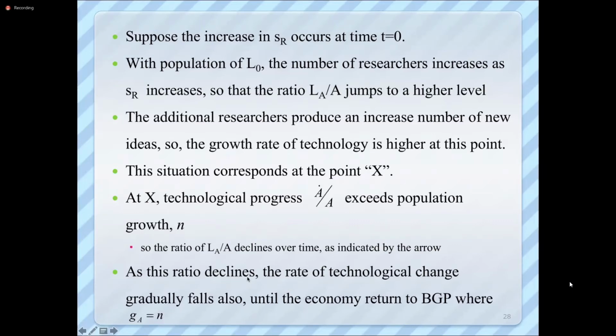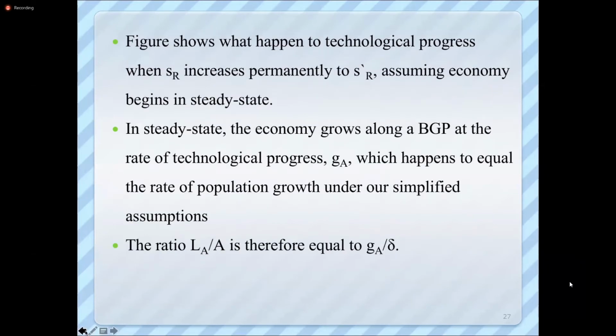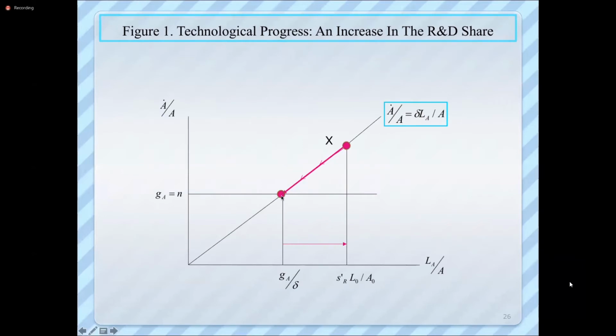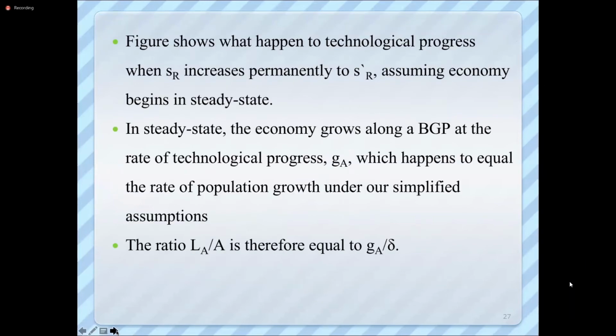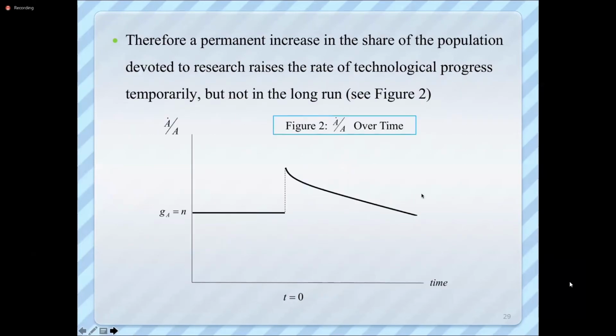As this ratio declines, the rate of technological change gradually falls until the economy returns to BGP, right? We are returning to BGP, balanced growth path. But remember, you are coming to a steady state, but a higher steady state, which cannot be shown in one diagram. Okay, hence we needed the other two diagrams. So therefore, a permanent increase in the share of population devoted to research raises the rate of technological progress temporarily, but not in the long run. Temporarily raises, okay, but eventually it has to flatten.